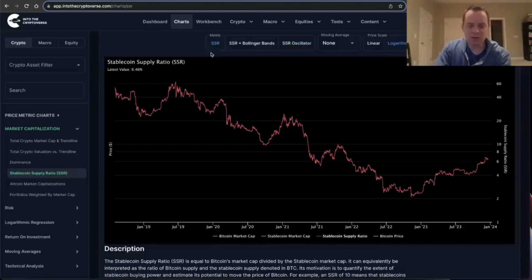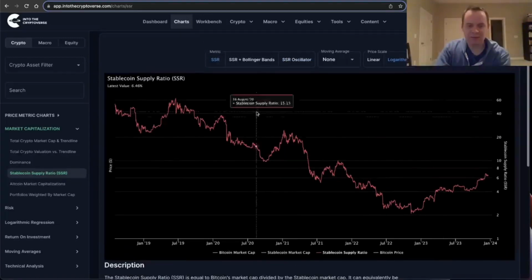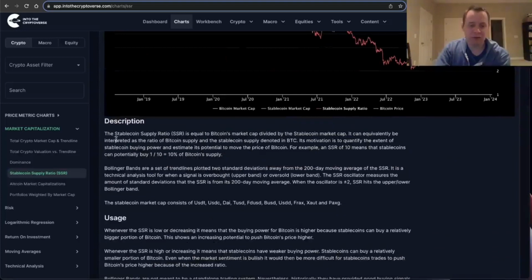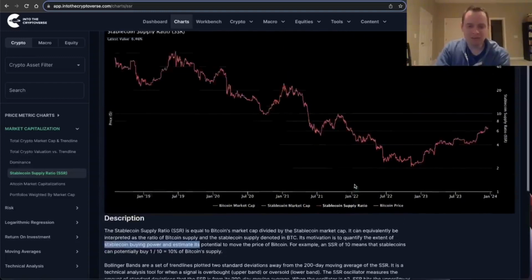Here is the stablecoin supply ratio. Okay, so this is what is known as the stablecoin supply ratio. If you're not familiar with it, it is equal to Bitcoin's market cap divided by the stablecoin market cap. So it can be equivalently interpreted to be the ratio of Bitcoin supply and stablecoin supply denoted in Bitcoin. So basically, it just tells you the buying power, right? It tells you the stablecoin buying power and estimates its potential to move the price of Bitcoin.